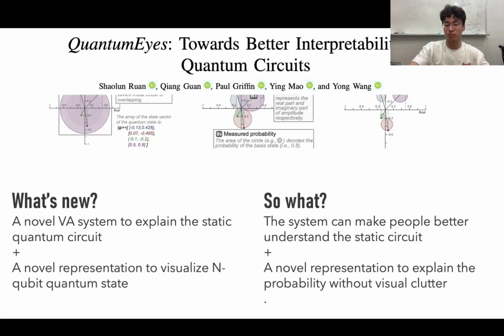So just to briefly summarize this work: we propose a system, which I showed just now, and we also propose a novel representation to visualize the n-qubit quantum state. So users can easily get a sense of how the quantum state evolves from the beginning to the end of the circuit, and what the effect of each quantum gate is, based on analyzing the dandelion chart.